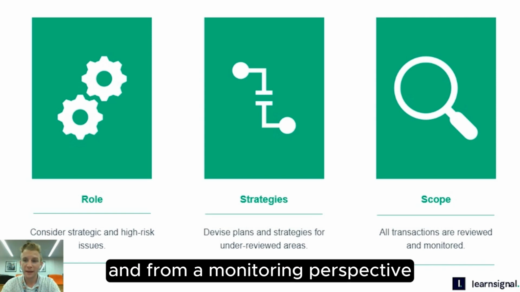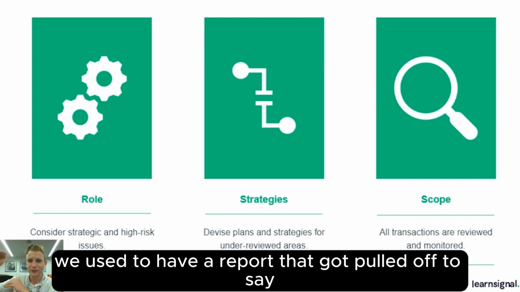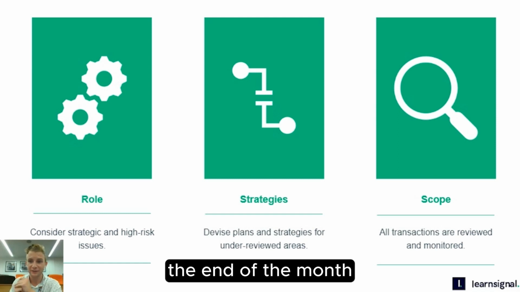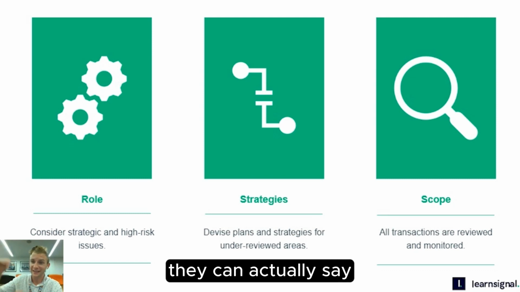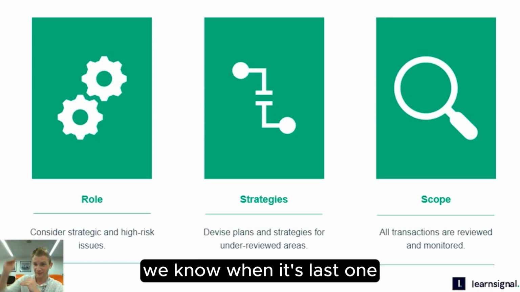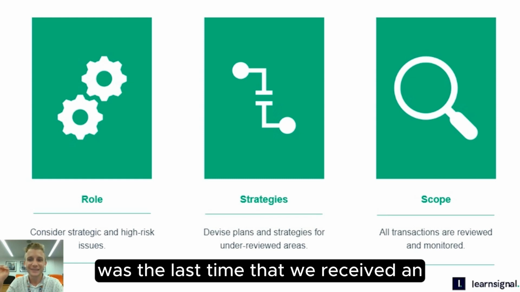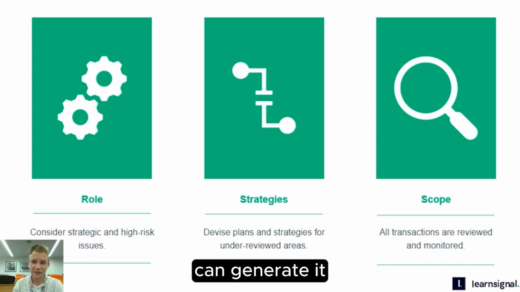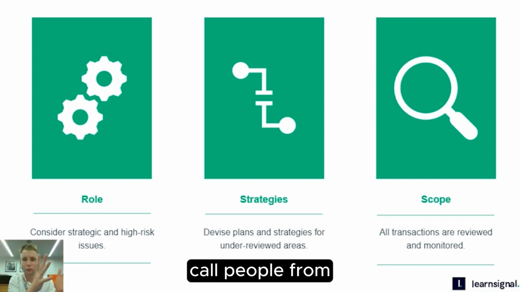What scope do we have about the transactions and the operations that are being implemented here? And from a monitoring perspective, we used to have, in the old days, a report that got pulled off to say which clients have actually got their submission due for the end of the month. You might have that generated at the moment. But the AI can actually go through the list and say, right, we know when the last one was, and when it's due for this month. But then when was the last time that we received an email or correspondence from that particular client? And then it can generate it for you. Again, saving time, so you wouldn't have to go through all your emails or call people from the team.